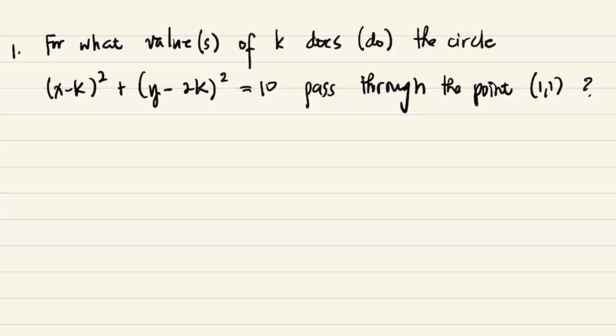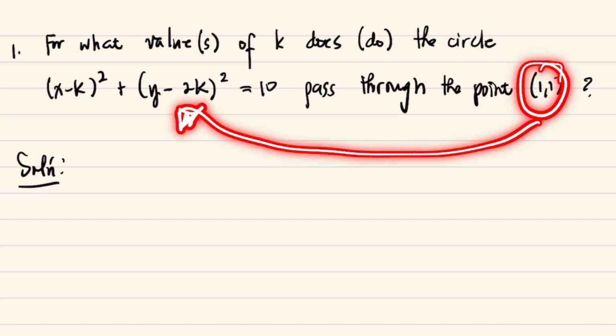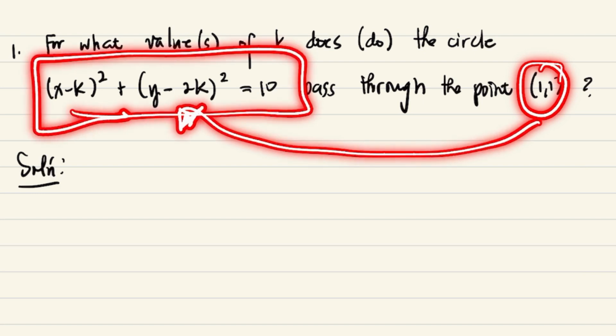For the first problem, it says here: for what values of k does the circle of this equation pass through the point (1, 1)? If the problem says it passes through that certain point, then that means the point satisfies the equation. Meaning, if we substitute this point here, it simply satisfies the equation entirely.